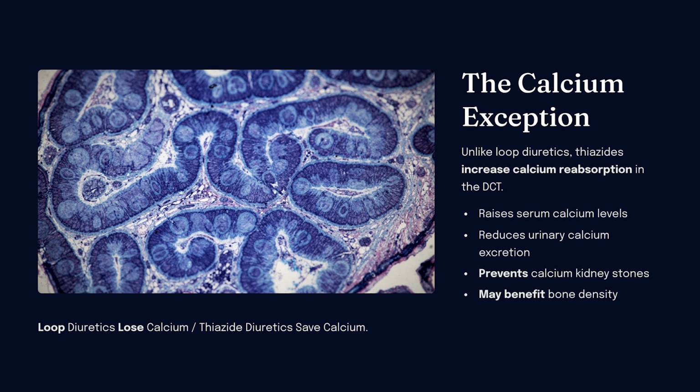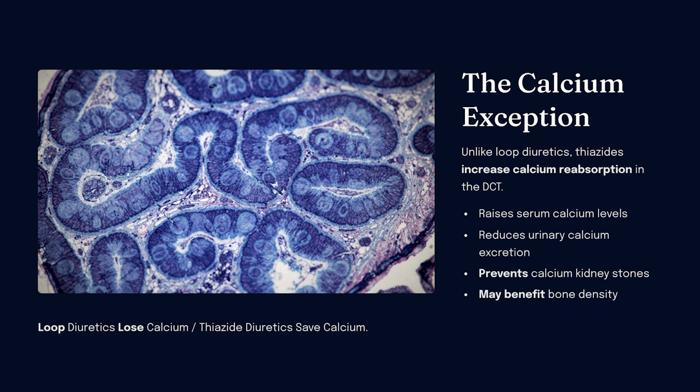The calcium exception. Unlike loop diuretics, thiazides increase calcium reabsorption in the distal convoluted tubule. As more calcium is reabsorbed back into the bloodstream, serum calcium levels rise, while urinary calcium excretion decreases. This seemingly simple effect has two important clinical benefits.